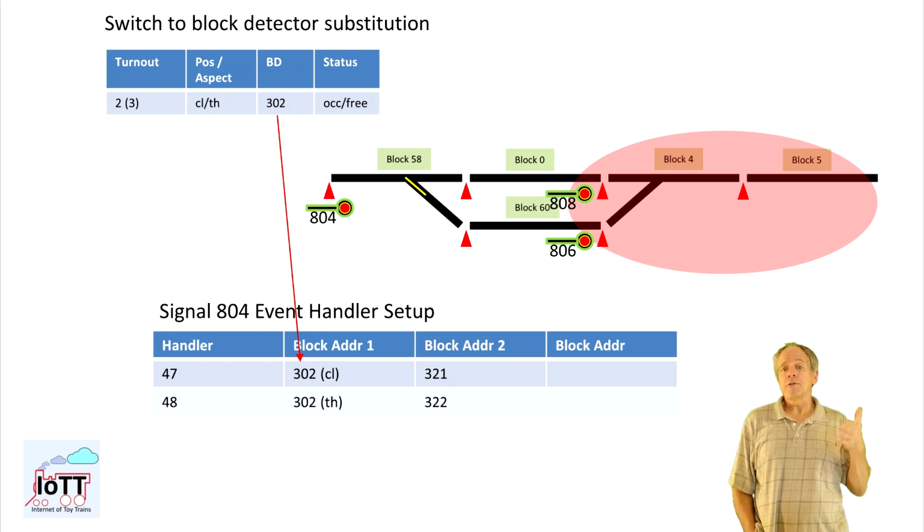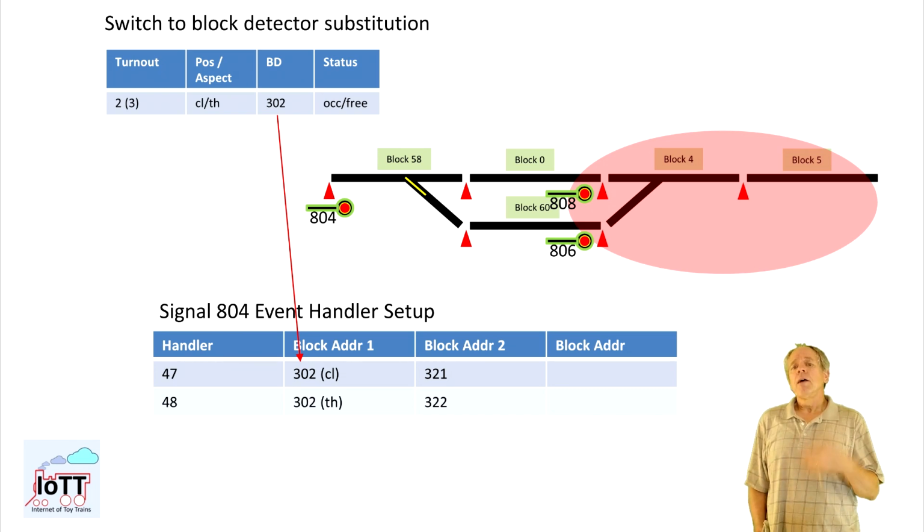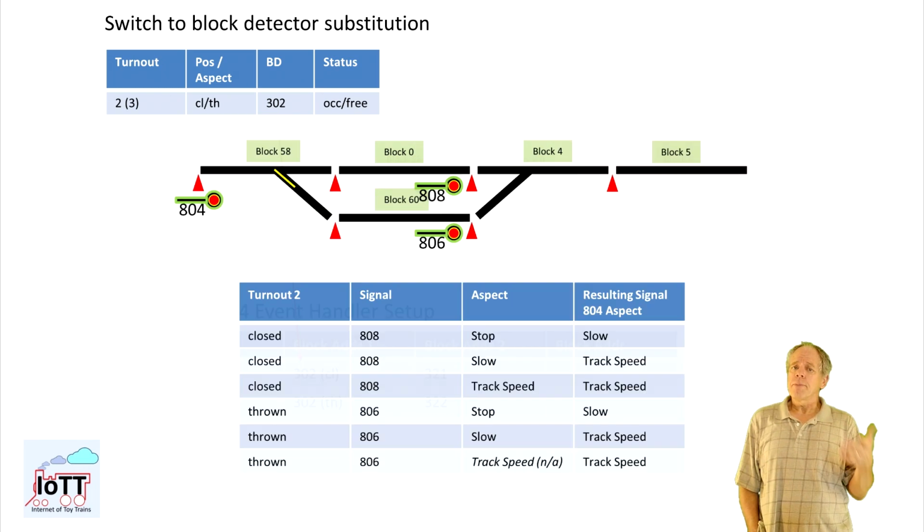But then we have a signal at the beginning of the block which displays an aspect that is the result of all these variables, and following the general rules for an ABS system, we know that signal 804 basically just shows an aspect one level higher than signals 806 or 808. For example, if turnout 2 is closed and signal 808 shows stop, signal 804 shows slow.